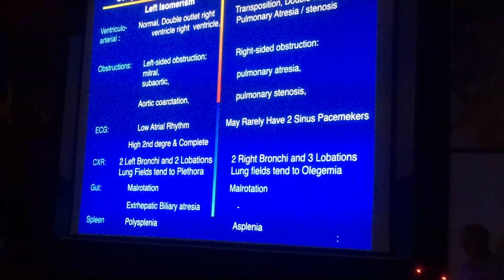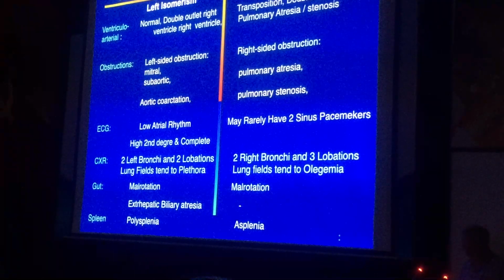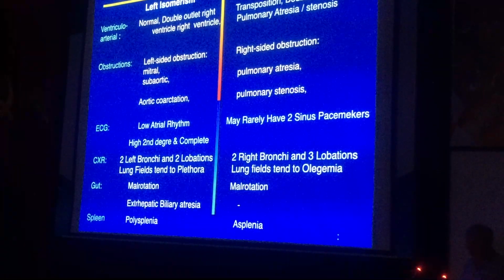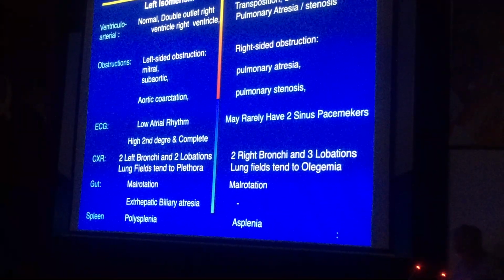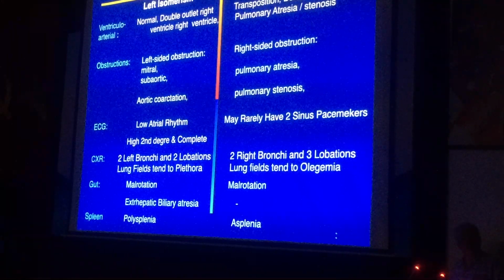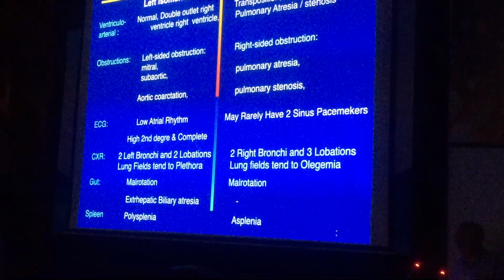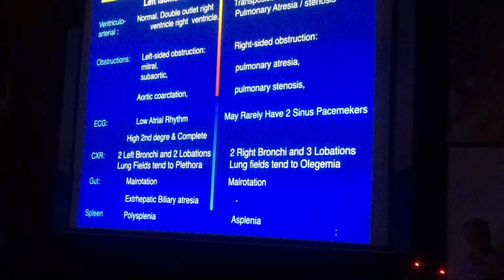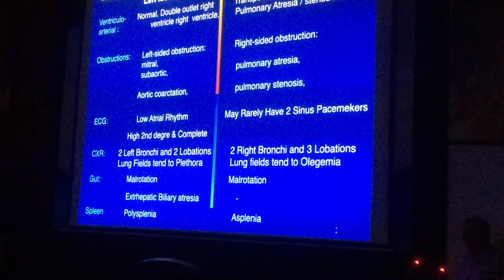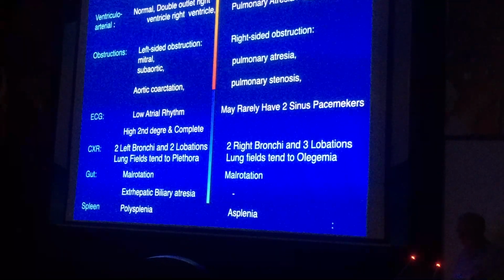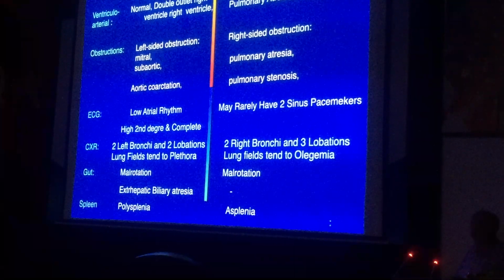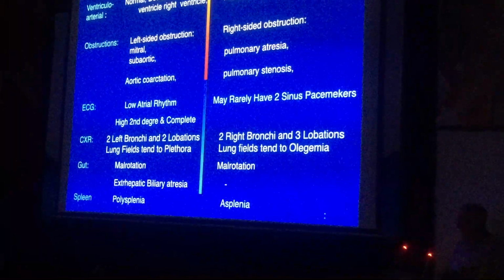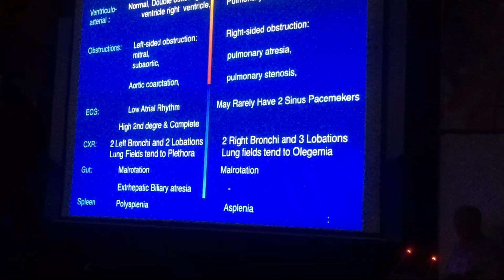The ventriculoarterial connection is frequently normal in left isomerism, but it may be double outlet right ventricle. In right isomerism, it's almost always transposition or double outlet with pulmonary stenosis or pulmonary atresia. The obstructions to the great arteries and from the left AV valve onward are left-sided: mitral, aortic, and coarctation. On the right side, pulmonary atresia, pulmonary stenosis.